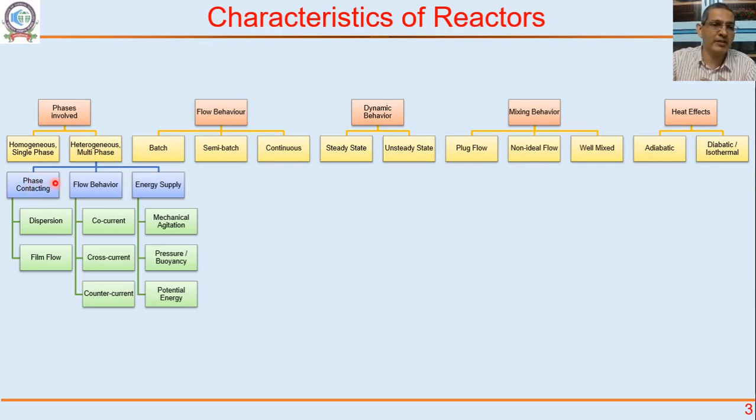Is there a dispersion created? Means one phase is dispersed in the form of bubbles or droplets into another, or is there a flow of film of one over the other phase? You could classify them based on flow behavior, whether the two phases that you are thinking of flow co-currently, cross-currently, or counter-currently.